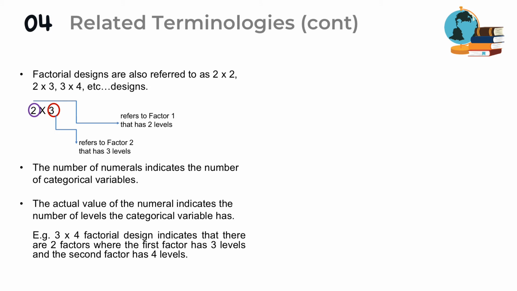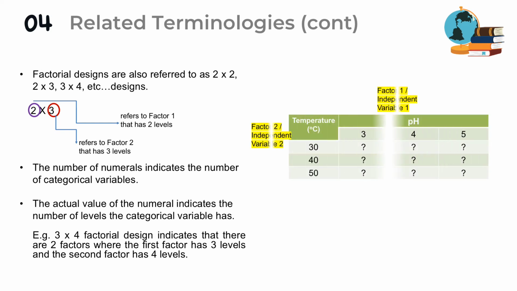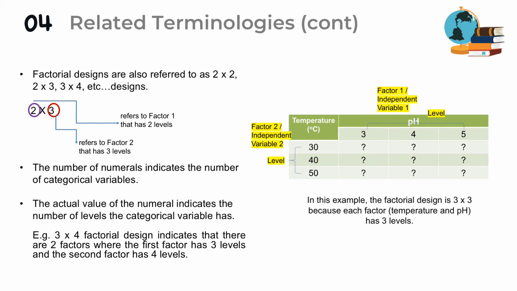Let's say we have a 3 times 4 factorial design. That means that there are 2 factors because the number of numerals is 2. The first factor has 3 levels and the second factor has 4 levels. Let's say this is an example of a factorial design with 3 levels for each of the factors. This design can be referred to as a 3 times 3 design because it has 3 levels for each factor.